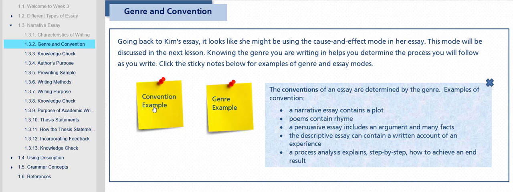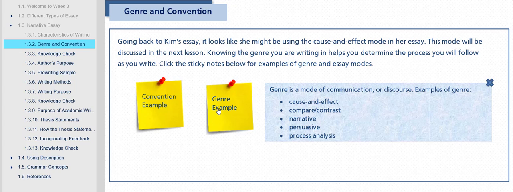Convention example. The conventions of an essay are determined by the genre. Examples of convention. A narrative essay contains a plot. Poems contain rhyme. A persuasive essay includes an argument and many facts. The descriptive essay can contain a written account of an experience. A process analysis contains step by step how to achieve an end result.